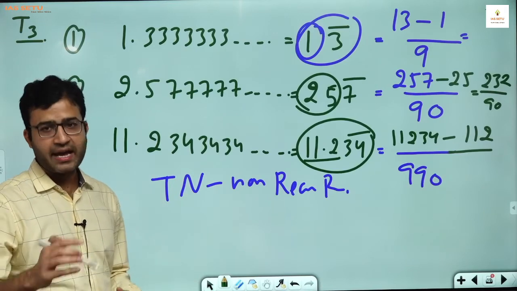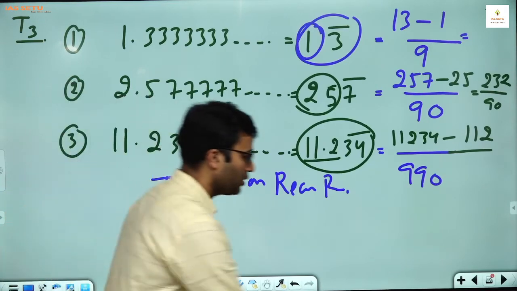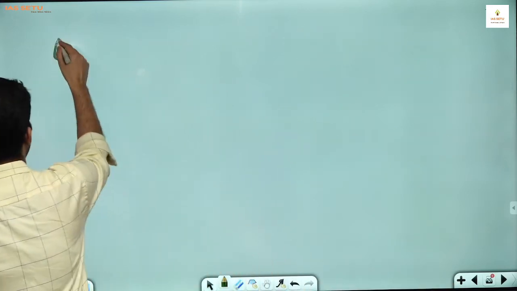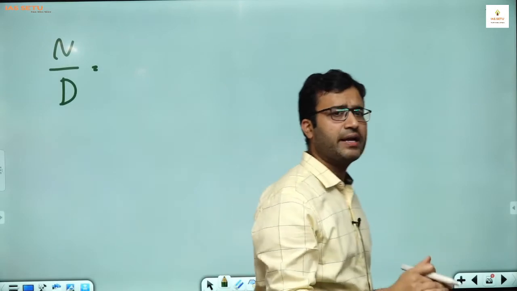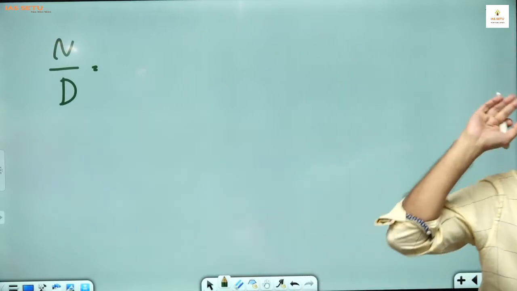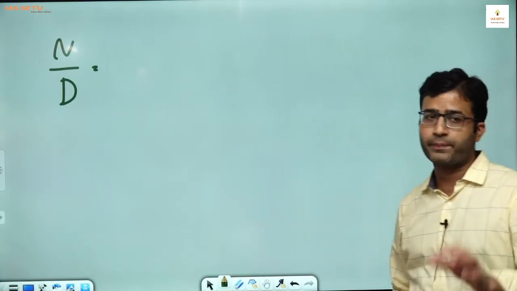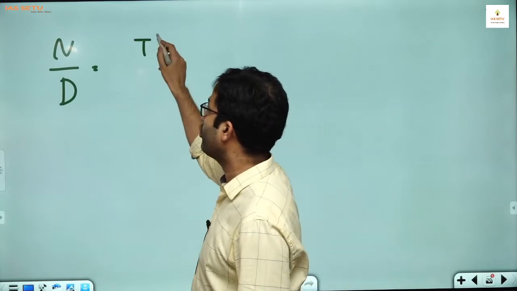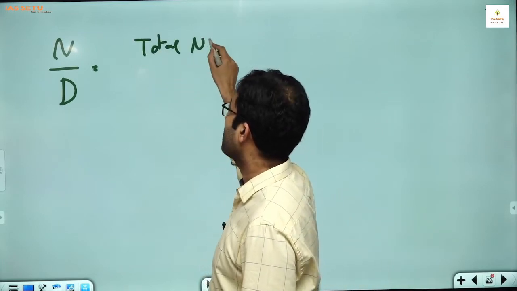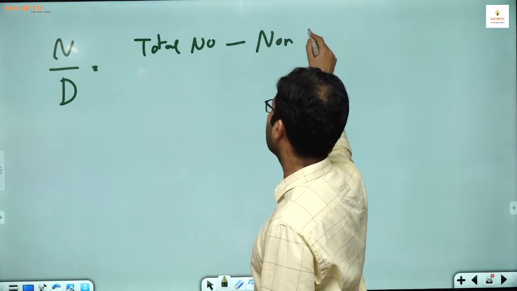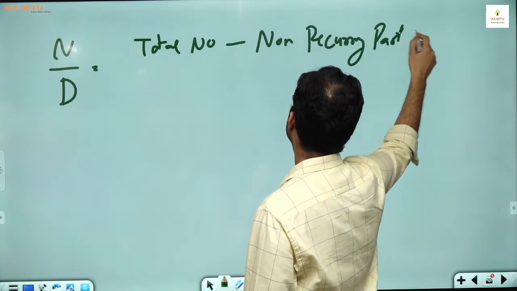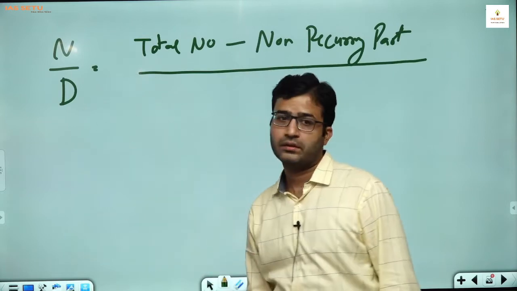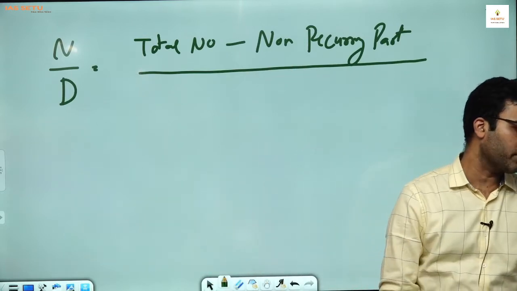I give you the language, then I ask you 2-3 questions. The language here is numerator by denominator. Either it is type 1, type 2, or type 3, this language is applicable for each and every question on this topic. What is our numerator? Total number minus non-recurring part. Total number minus non-recurring part.